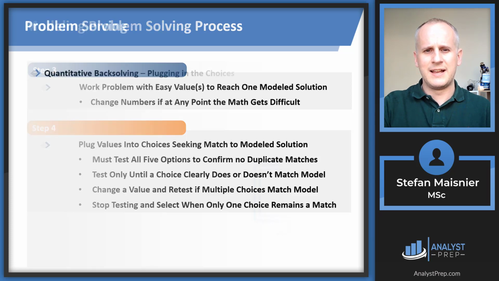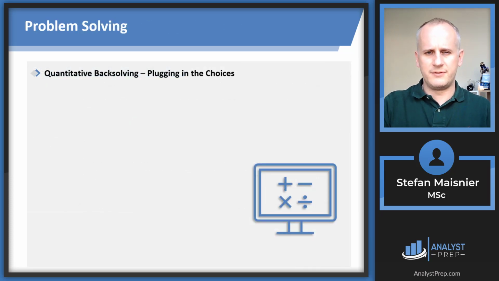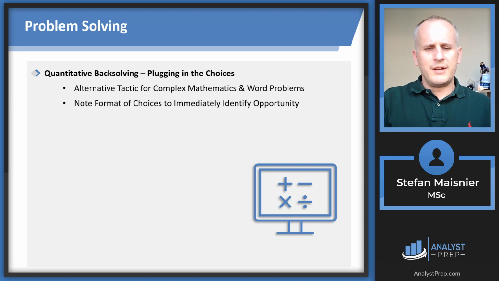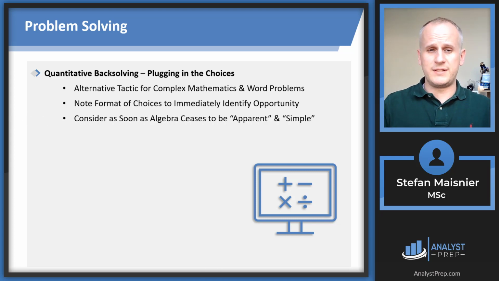So let's take a look at our second of two tactics we're discussing in this lesson, quantitative backsolving, or plugging in the choices. This again is going to be an alternative tactic for anything involving complex math or word problems generally. You'll want to note the format of the choices to immediately identify the opportunity, and that basically means that you've got real numbers and they're in ascending or descending numeric order. And once again, just as we did with plugging in easy values, we want to consider this approach as soon as the algebra ceases to be both apparent and simple in the moment.